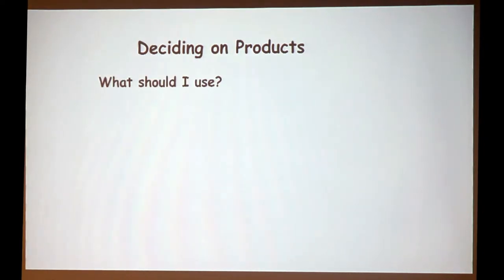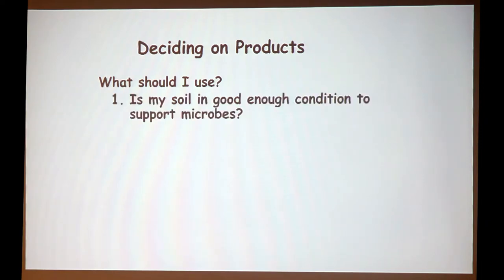Deciding on products, what should I use? Microbes, derived products, these are all good questions. If I'm going to use microbes, is my soil in good enough condition to accept and protect those microbes? Do I need biologicals right now? Is it such that my plants are growing so quick that they grow roots quick enough to get attacked by these microbes? Damping off is a prime example of a condition that will respond to added biologicals.